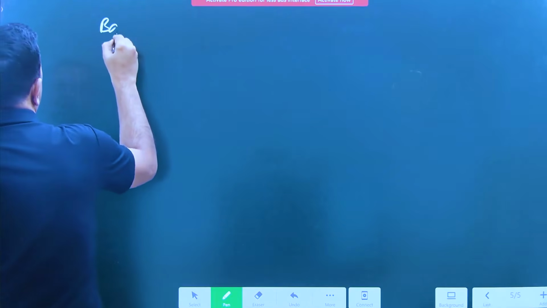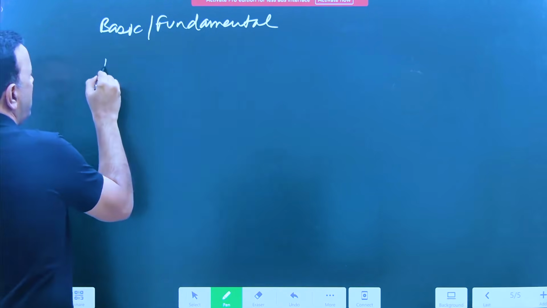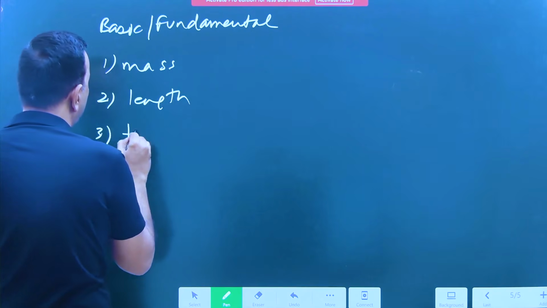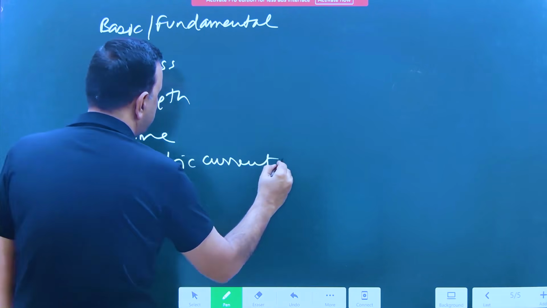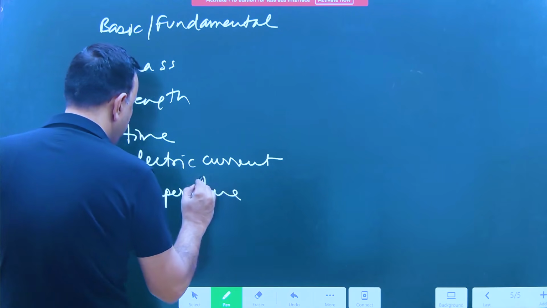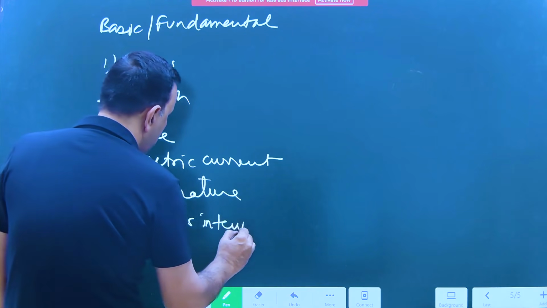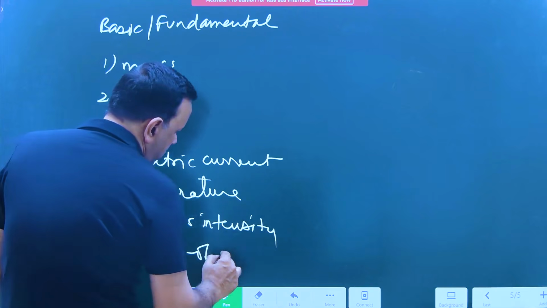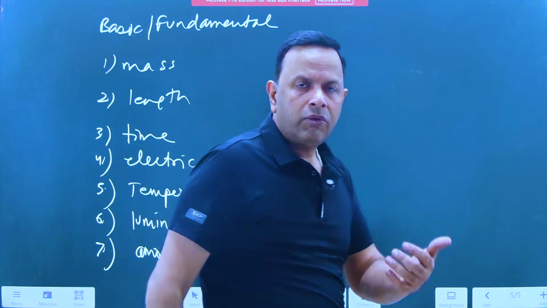When I speak about the basic or the fundamental quantities, they are 7 in number: mass, length, time, electric current, temperature, luminous intensity, and amount of any matter or substance. This amount of matter is that which we measure in the moles.